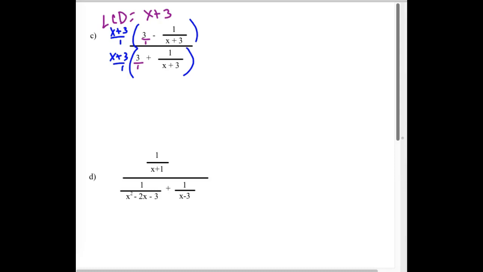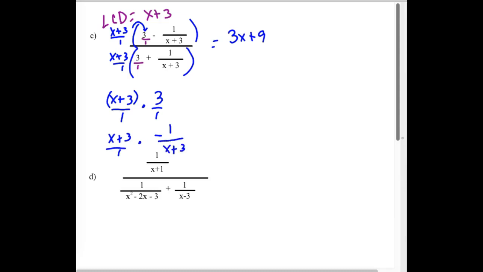So let's think about what happens when we distribute. If I have an x plus 3, and I'm timesing it by a 3 over 1, what do I end up with? 3x plus 9? What do I get if I take an x plus 3 and times it by, now it's a negative here, so I'm going to put negative 1 over x plus 3 because of that. What happens to those x plus 3's? They cancel out. So we end up with just negative 1.